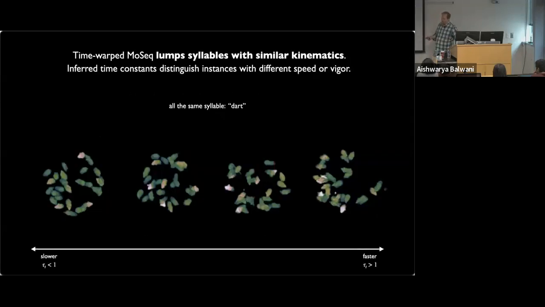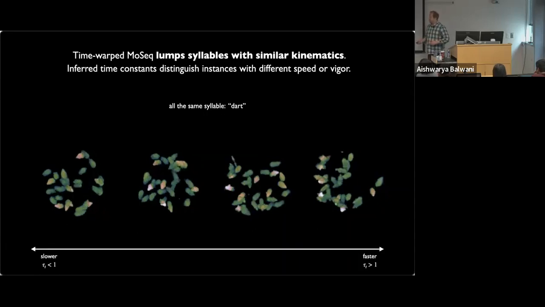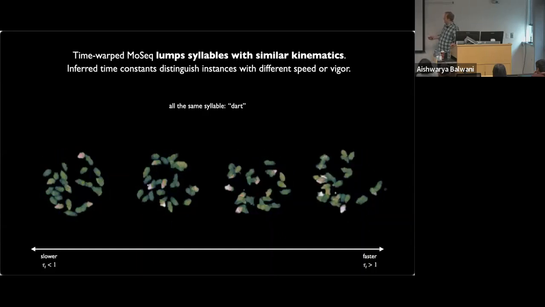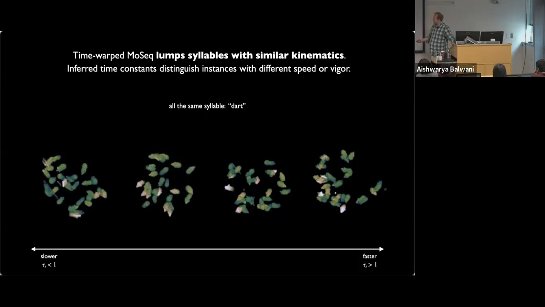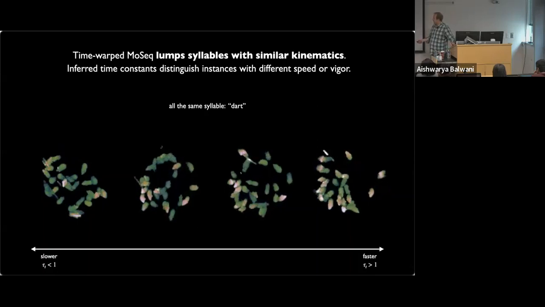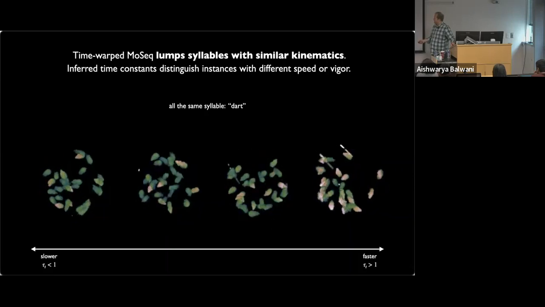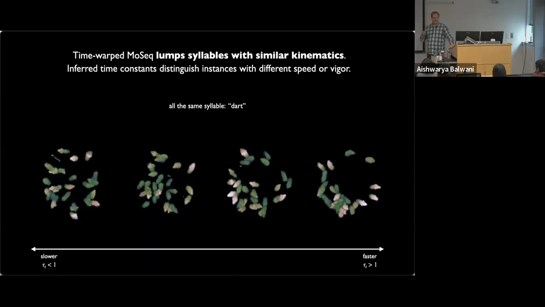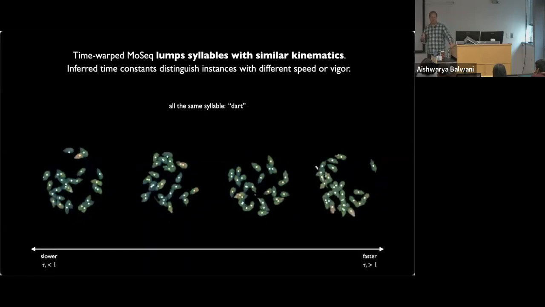So when we run time-warped MoSeq again on the same data, we find that it lumps a lot of those darting-related behaviors together into one discrete state, and then it distinguishes them instead on the basis of their speed. So on the left, we've got a very slow syllable. On the right, we've got a very fast version of the same syllable. So let me see if I can play these one at a time. Right, so this was a slow dart. This one's getting a little bit faster, and then hopefully fastest. So we think that gives us, at least at a high level, the first pass sanity check. It looks like it's doing about the right thing.